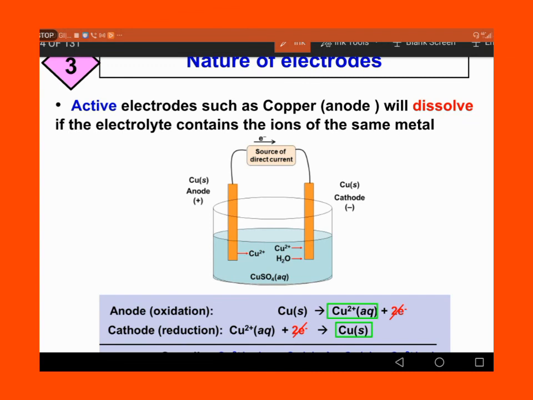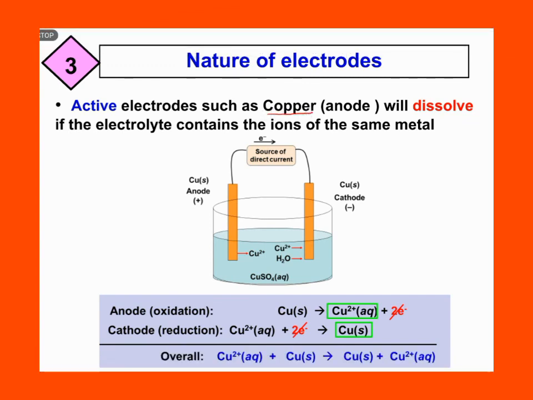An active electrode such as copper will dissolve if the electrolyte contains ions of the same metal. In the diagram below, as copper is used as the electrode, we can label the anode and cathode at the positive terminal and the negative terminal. As the electrolyte used has the same metal as the electrode, which is copper sulfate, what will happen at the anode and the cathode?